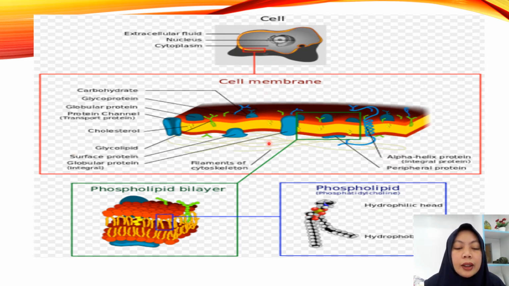The cell membrane is composed of carbohydrates, glycoprotein, protein channel, globular protein. This is the glycolipids. You can also find surface protein, filaments and cytoskeleton outside the cell membrane. And then you can also find here peripheral protein. Another integral protein, we have the alpha helix protein. In a segment of this, you can find the phospholipid bilayer.